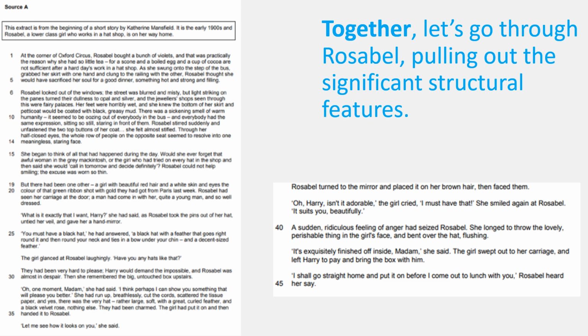Constantly throughout the piece, we have this motif of things that Rosabelle wants versus things that she can have, and the seeming closeness of the things she wants, but the fact that they still remain unattainable to her. We've got this decision at the start between the violets and the food. She picks the bit of luxury, but really she can't have it because that means she's not going to eat.